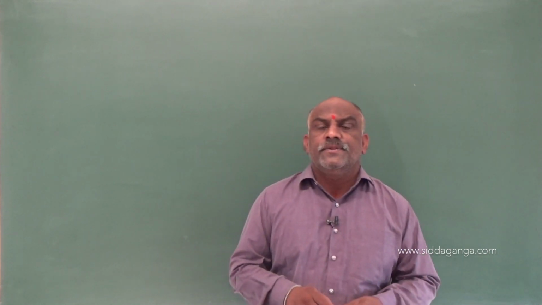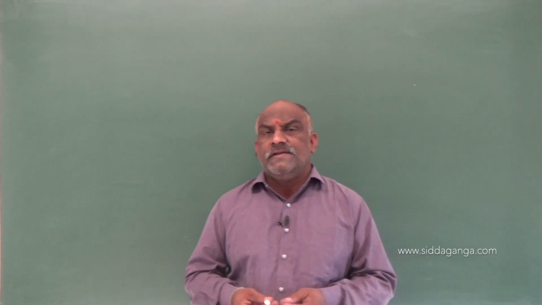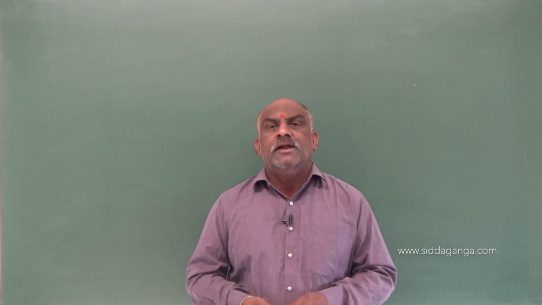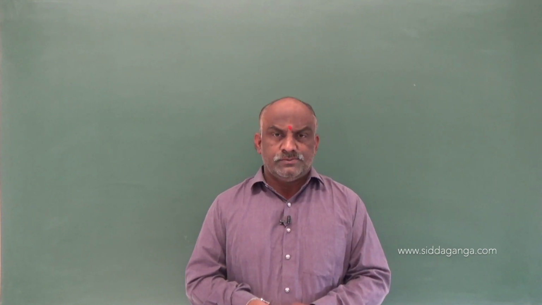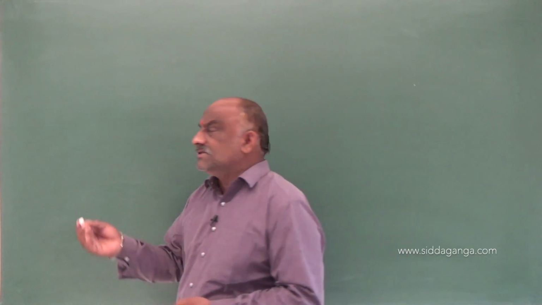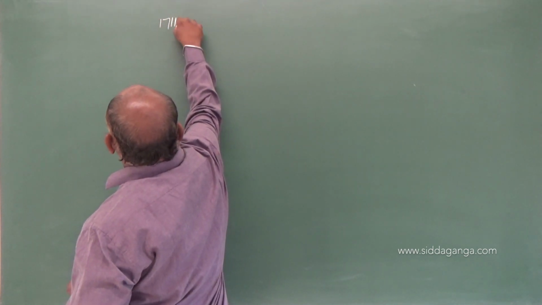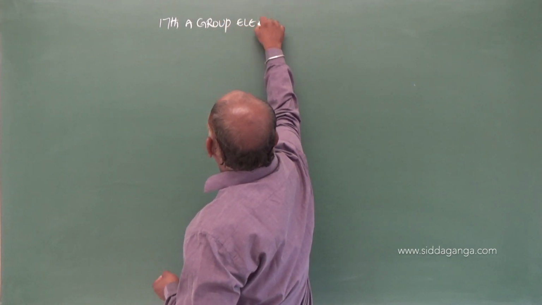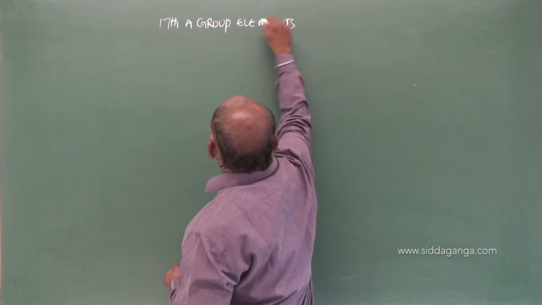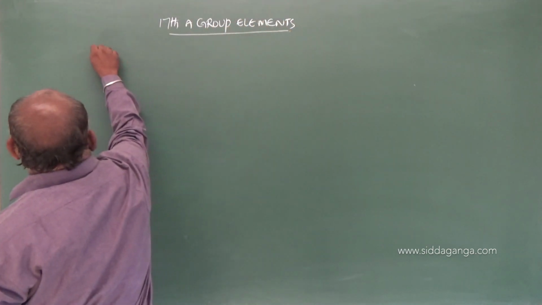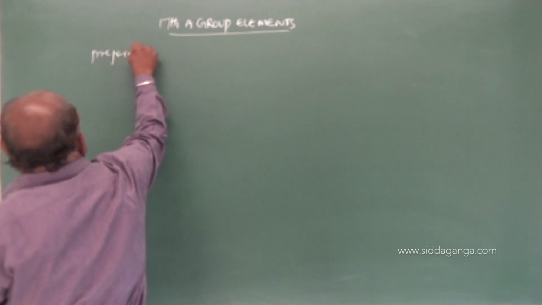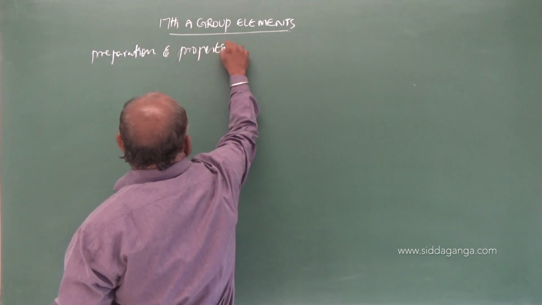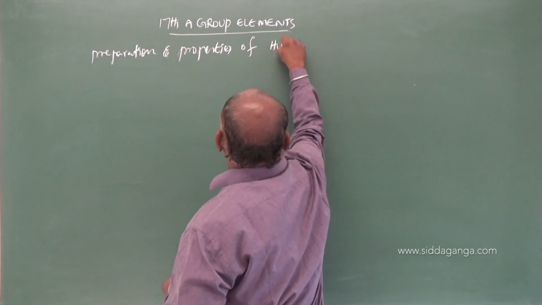And the next one is the preparation and properties of hydrochloric acid, followed by oxyacids of halogens, and the last topic, interhalogen compounds. So 3 topics are left. Next one, unit name 17th A group elements: preparation and properties of HCl.